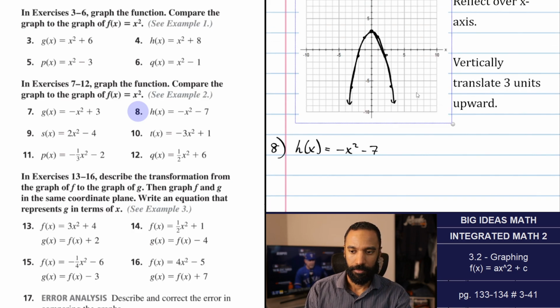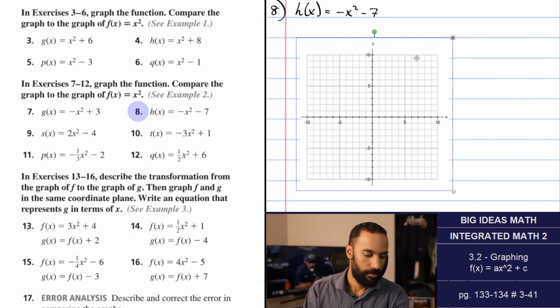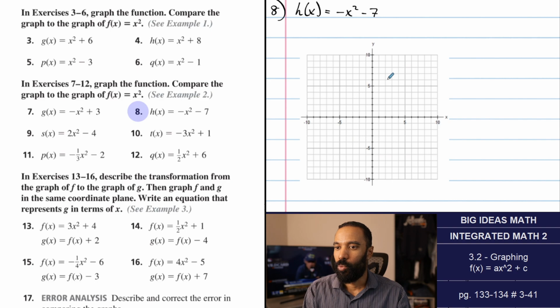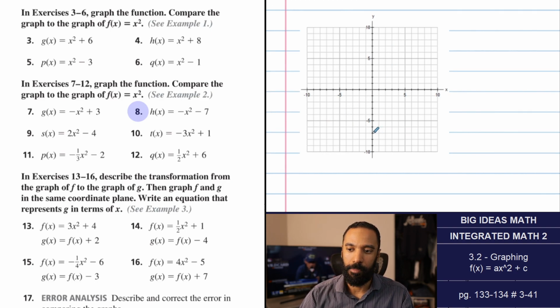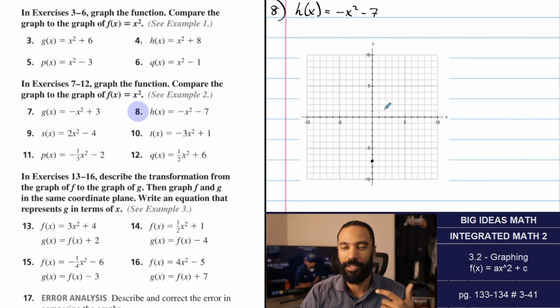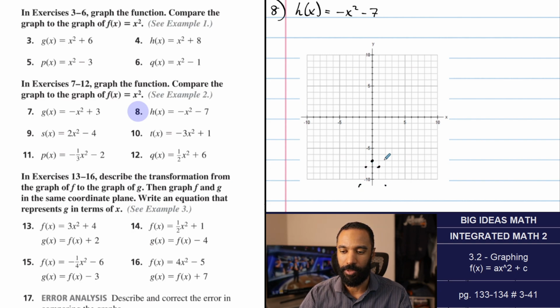There we go. We're going to translate this thing 7 units downward in relation to there for the vertex, and then we go downward from here. Negative x squared means flipped over. 1, 1, 2, 1, 2, 3, 4, a little bit off the map, but I want something else to fit with it, so I'm going to go ahead and apply that. And that's about as much as I can do for my axes, for my window.